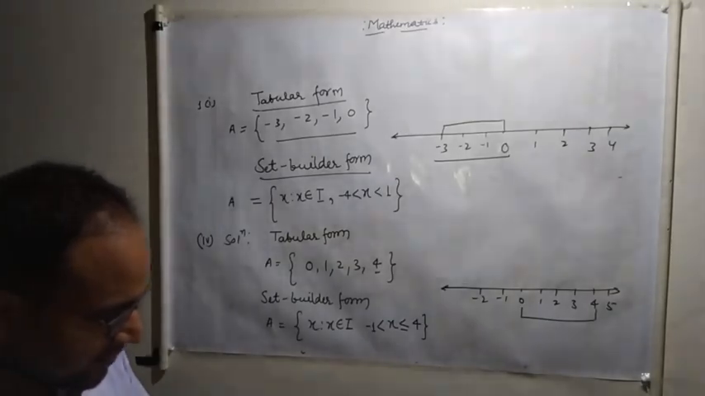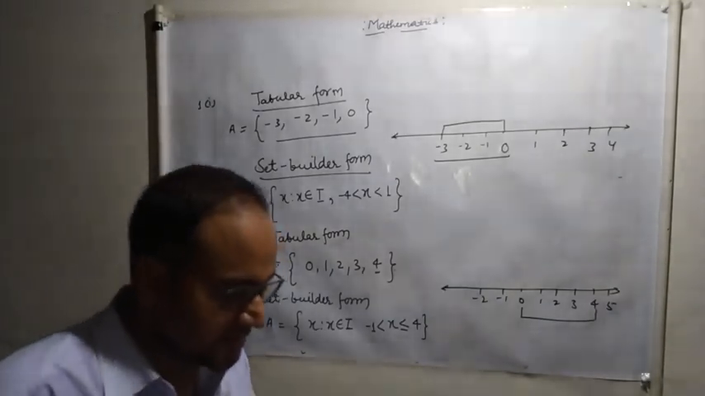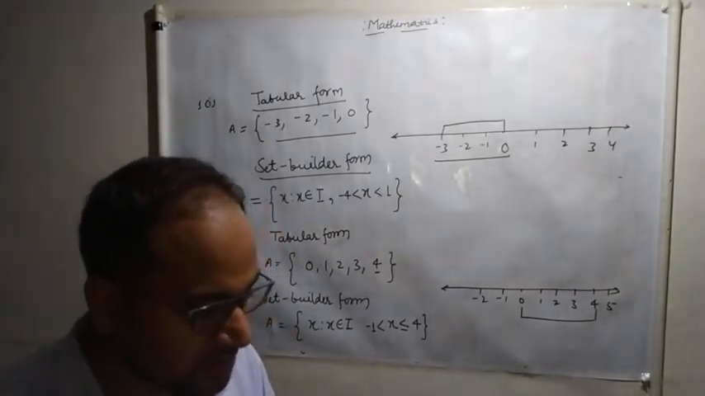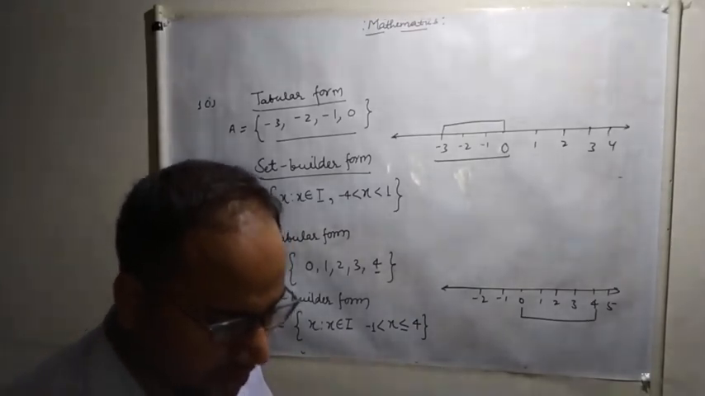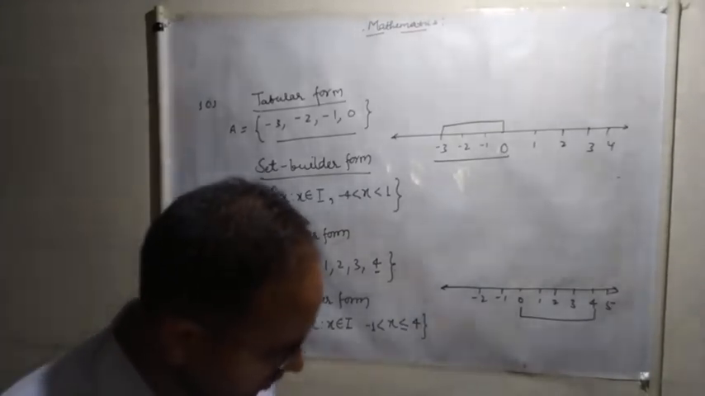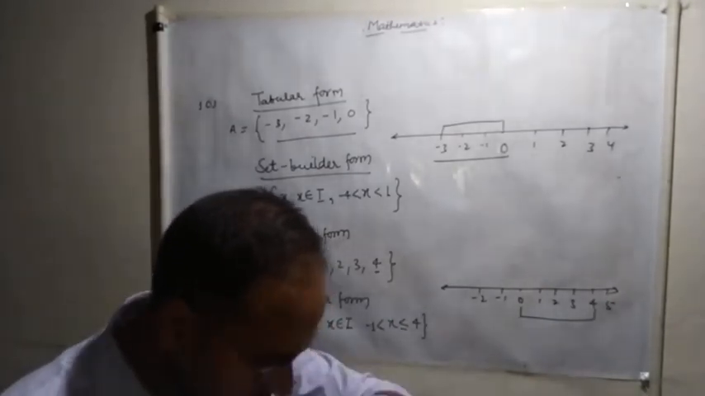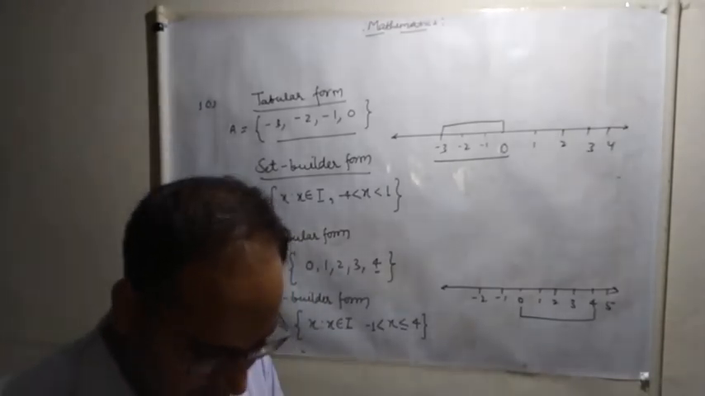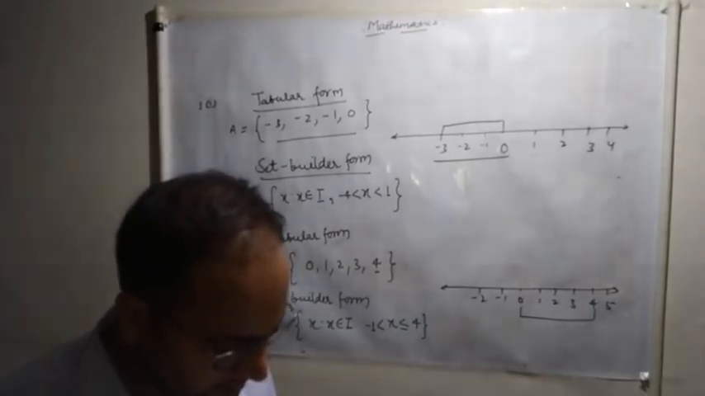Second, third, fourth and fifth I have discussed. Now come to exercise 1B. Add the following numbers by using a number line. I think you know how to do this one. I have solved a lot of questions related to that. 1C also is very easy. Add the following integers, addition. I think you know how to add.